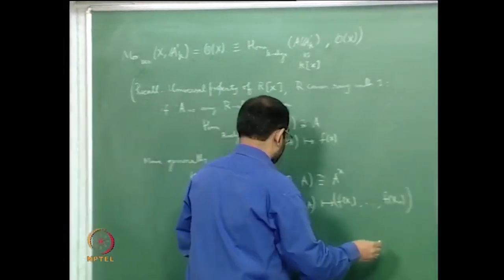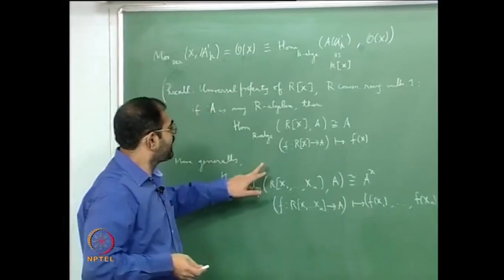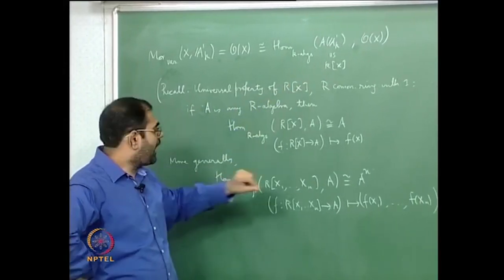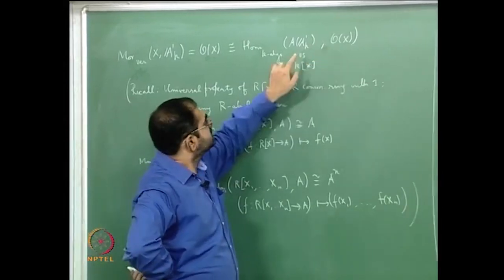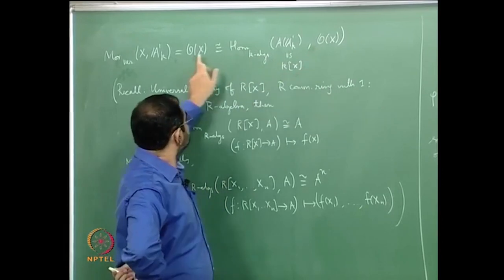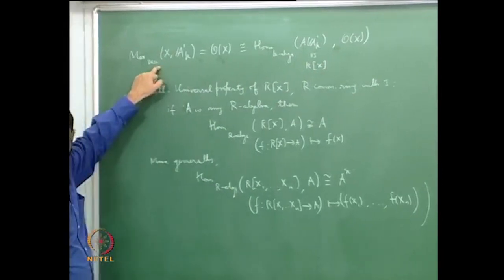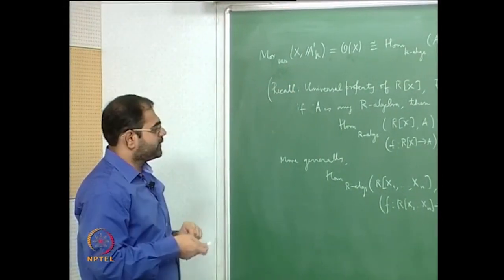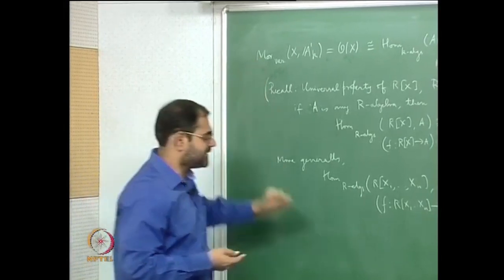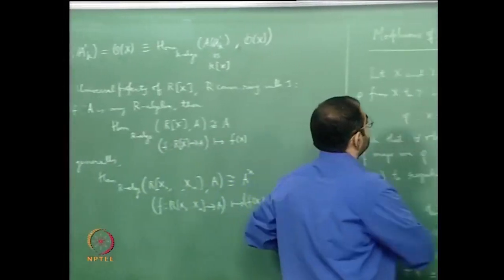Okay, and I am just applying this with the field K instead of R, and instead of A I have put O(X). So the K-algebra homomorphisms from K[x] to O(X) are just O(X), and that is what this is. And now let me tell you how this statement generalizes.